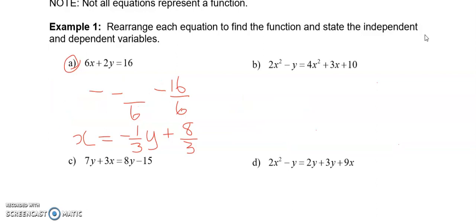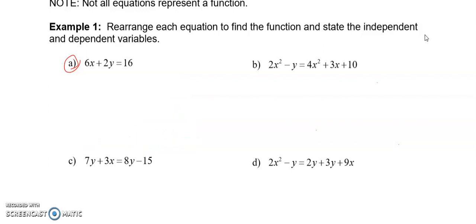B is slightly different. Now, the first question you might want to ask yourself is, can I take this relation right here and write this as a function of x? In other words, can I get the y by itself on the left-hand side and have it as the dependent variable? And I think we can pretty much do that easily enough.